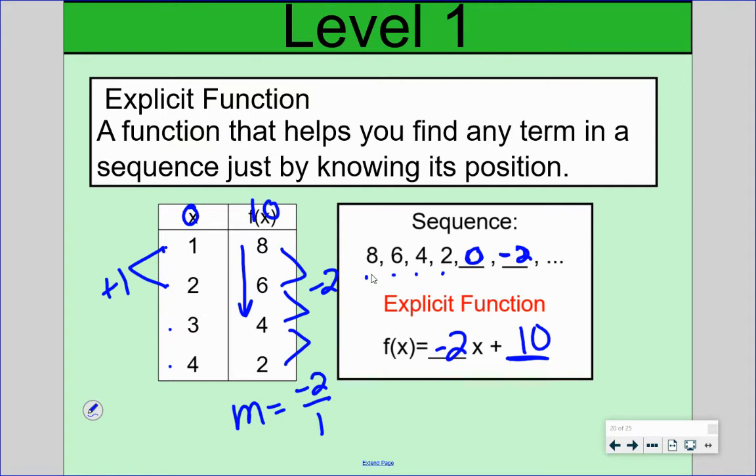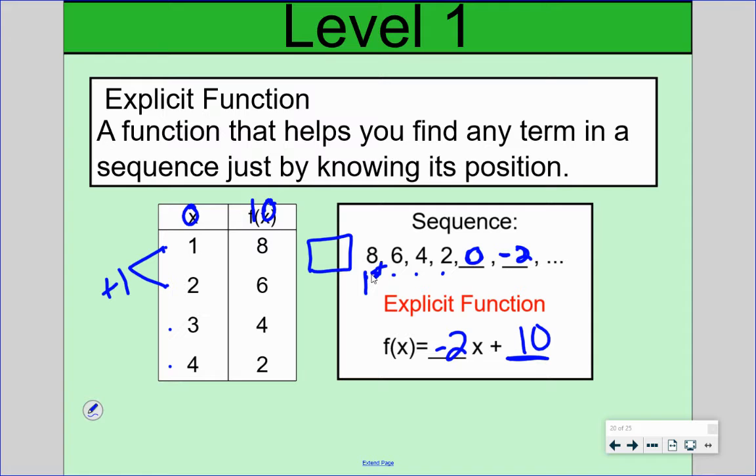Well, as we're talking about sequences, we're not going to call this a y-intercept because we're just talking about a list of numbers. So remember, 8 is our first number. So 10 would be our 0th number. I'm going to call that our 0th number. It's not part of the sequence. It's the number that would be before the sequence. So that is going to be where we put in this second blank here.